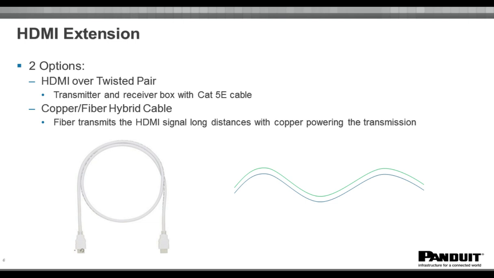These are sometimes called fiber ribbon cables. They can be called active optical cables. There's quite a few different names for them on the market, but all it is is a copper fiber twisted cable. And the fiber is actually transmitting that HDMI signal, and the copper is powering the transmission of that signal. People that are used to working with fiber absolutely love these cables. A lot of installers that don't necessarily work with fiber every day could learn to hate them.